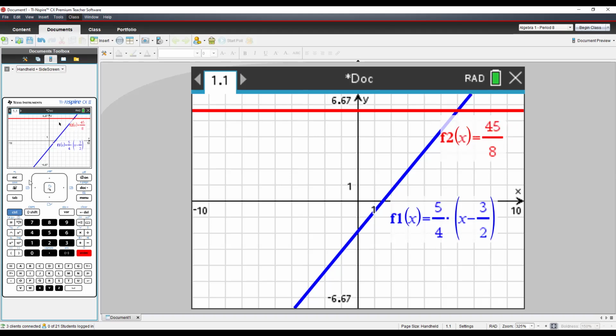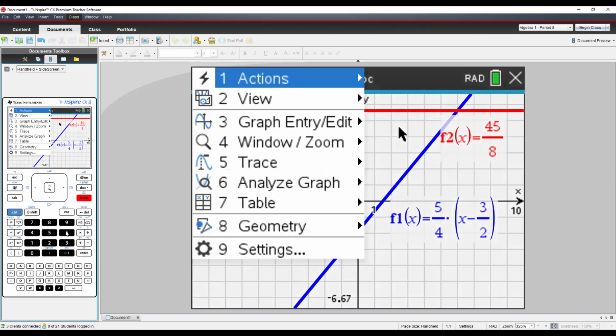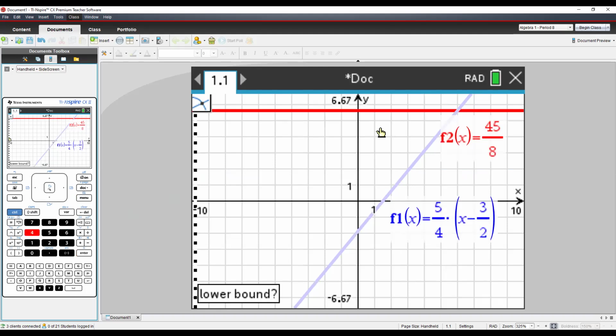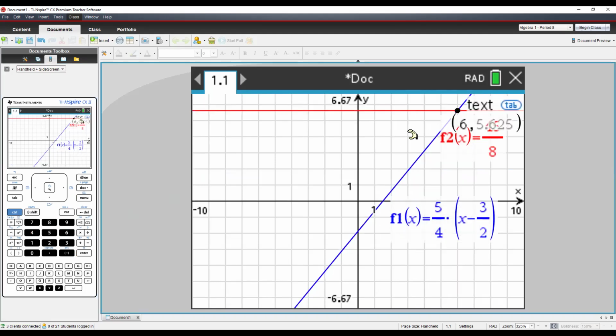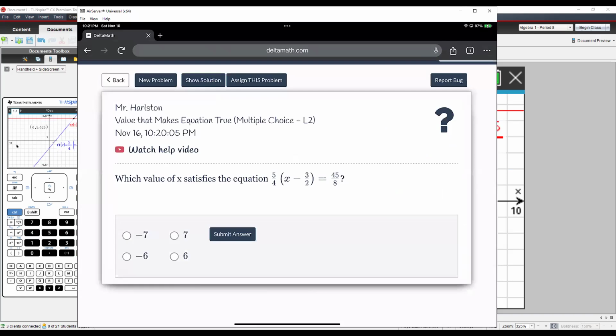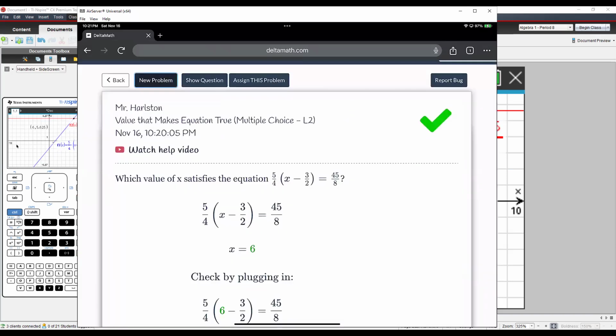So here's my answer. I'm just going to do menu 64. Start on the left, and as soon as you see the word intersection, here's my answer. So the x value is the answer. If I go back to this, it'll be a positive 6. Submit it. Now notice, this one only has one solution. So only one number will work.